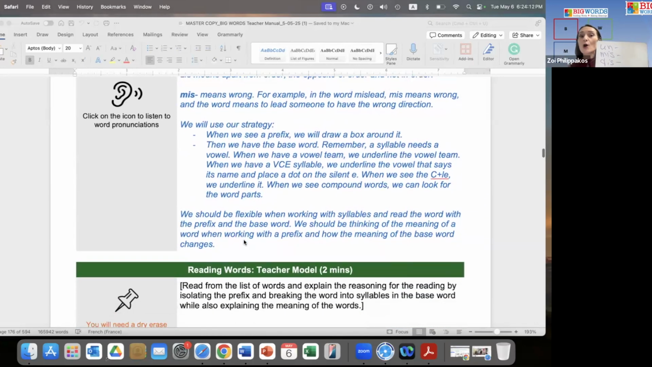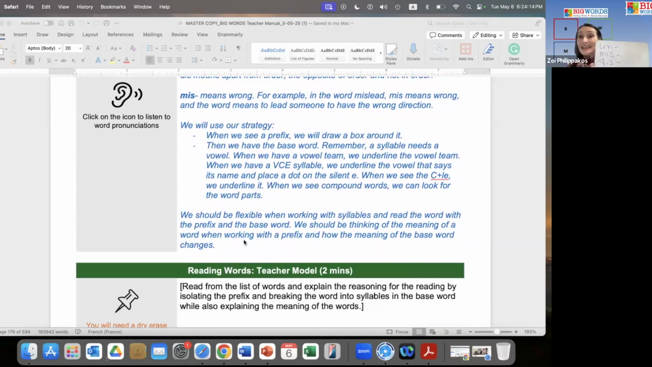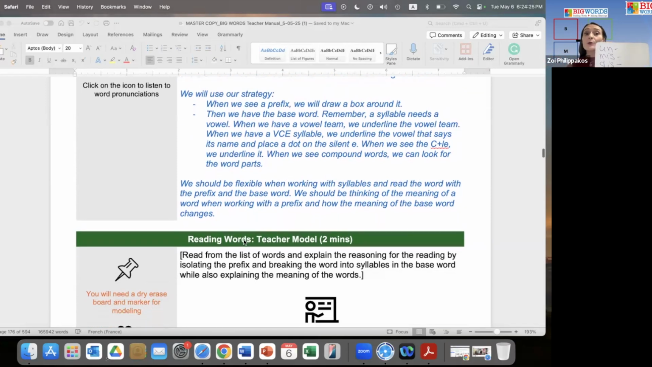Mis means wrong. For example, in the word mislead, mis means wrong, and the word means to lead someone to have the wrong direction. I will mislead someone if I don't know where I'm going. We will use our strategy. When we see a prefix, we will draw a box around it. Then we will have the base word.